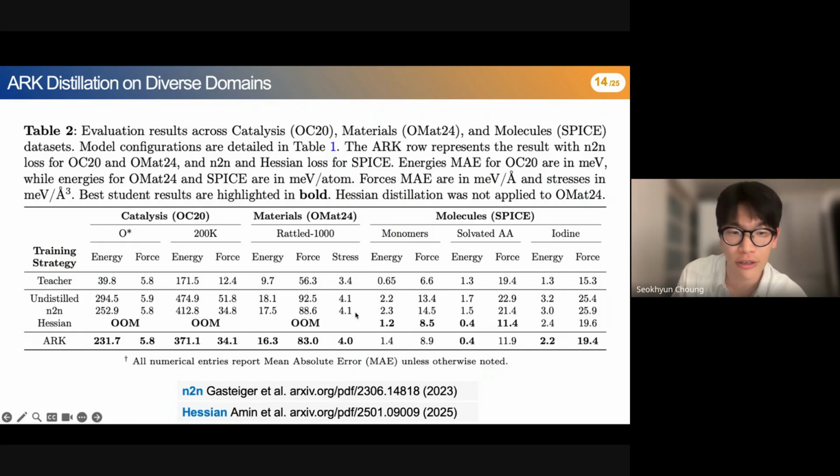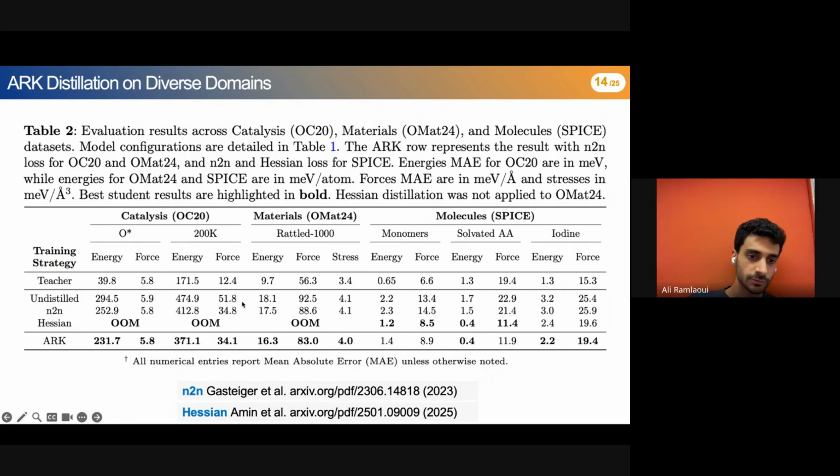And molecular systems as well. So Hessian usually shows high accuracy for the small molecule system, but it was not scalable for our systems such as OC20 or OMAT24. So this showcased the efficiency we can think of. And which is quite sad is that the arc never reaches the accuracy of the teacher for energy and force on the OC20 system and OMAT24, but it's always better to do the arc or Hessian or end-to-end knowledge distillation compared to the undistilled counterpart.